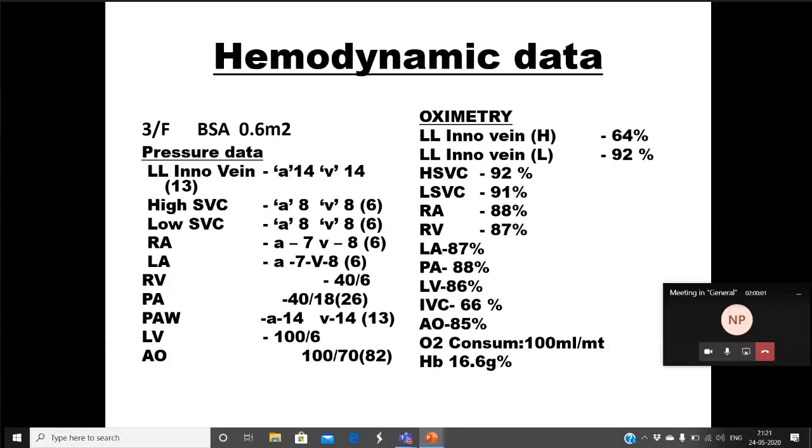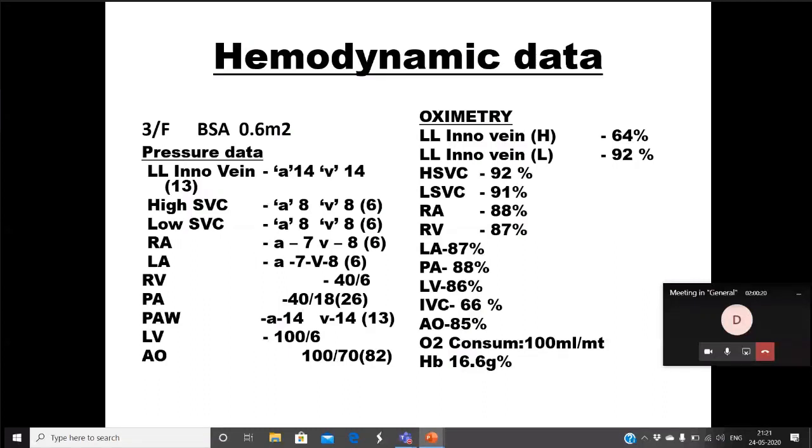Deepti. What is your name? Deepti. Okay. Where are you from? From Fortis, Bangalore, sir. Okay, right. You discuss.